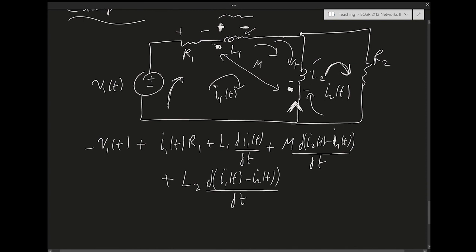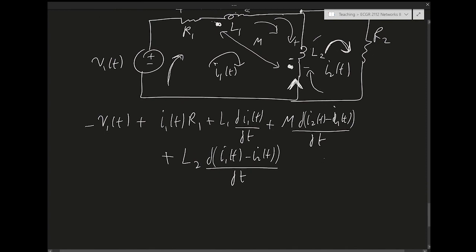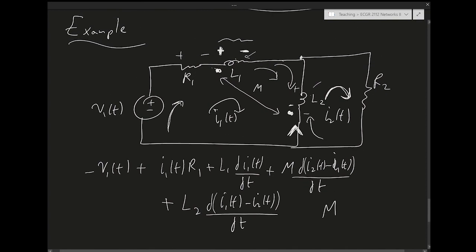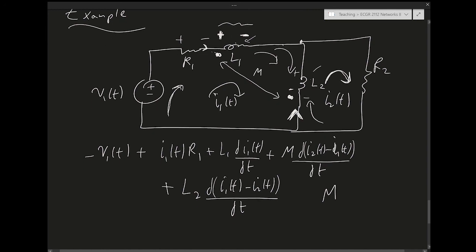And then I need to now add the mutual component, which is M. I know what the current going in here is. This is I1, right? So this is the mutual current. I1 is affecting the current here. So this is going to be di1(t)/dt. That's the mutual component. That's how I1 goes and affects the voltage across L2.